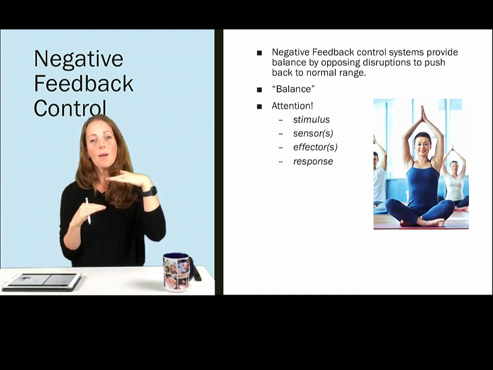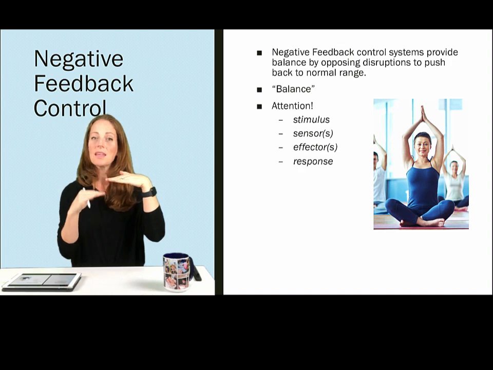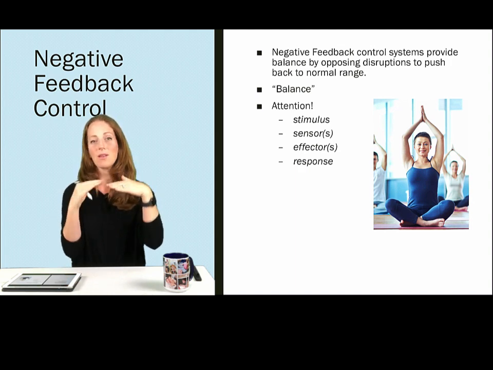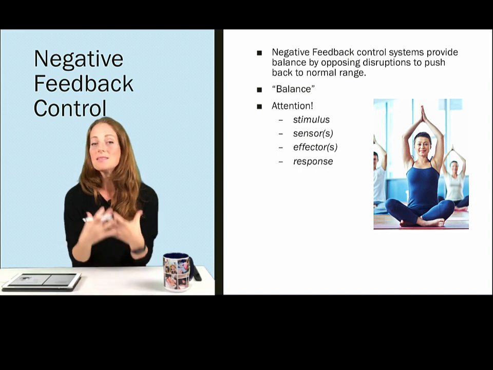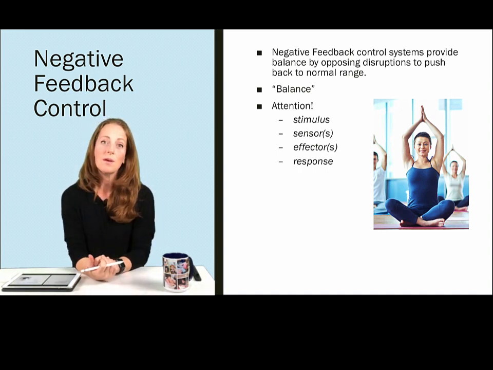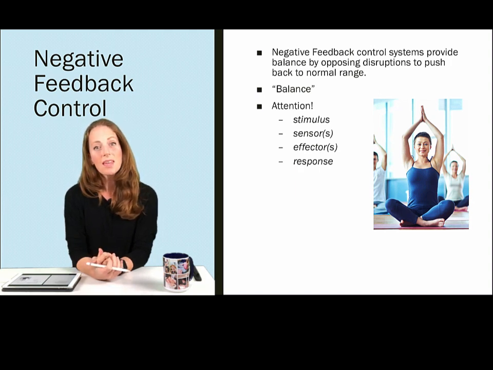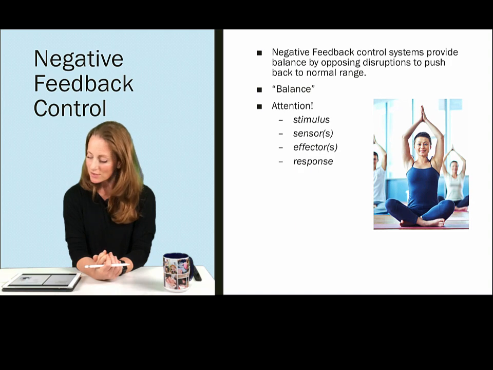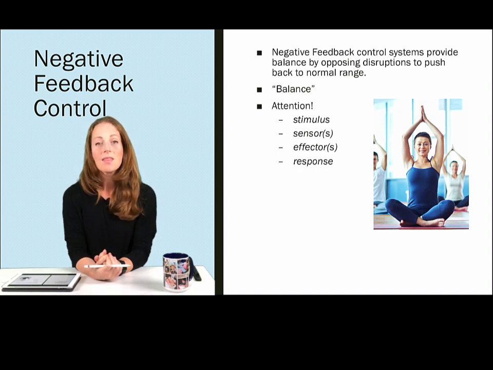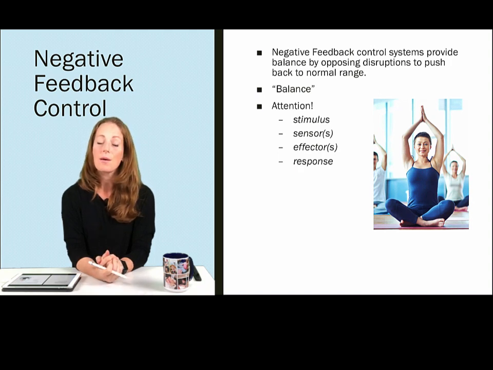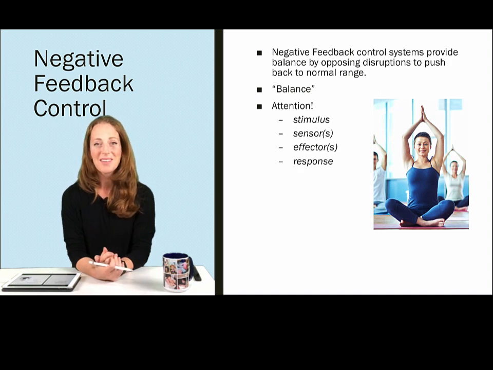Because it moves in the opposite direction of the stimulus, it's considered a balancing or a negative feedback force. This maintains molecules or set points within a given range. So when you're thinking about negative feedback, you want to ask yourself the main stimulus, the main receptor or sensor, the main effector, or what's going to cause change if something is sensed to be out of range, and the response that that effector will create. I'll give you an example.